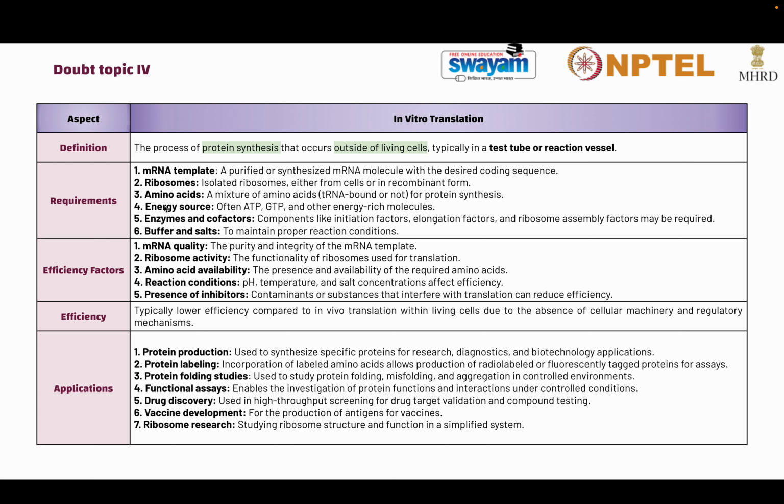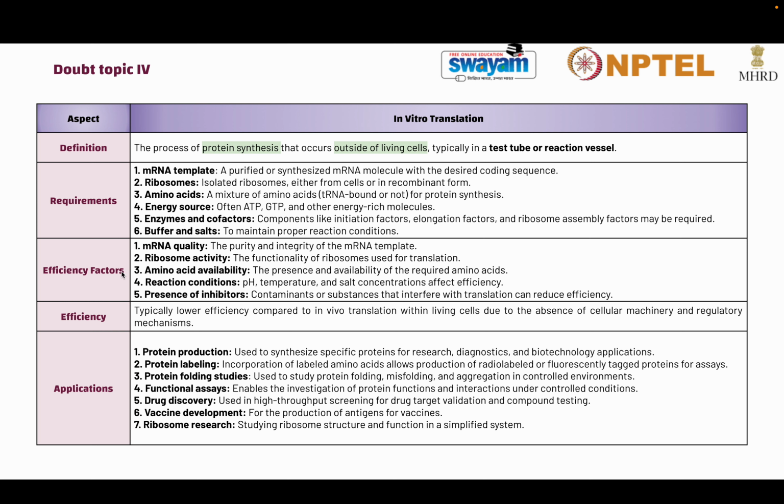For this, we require similar things as we require in vivo, such as you require mRNA template, you also require ribosomes, you require amino acids, which are attached to the tRNA. Then you require an energy source because it is an energy consuming process, such as ATP and GTP. You require enzymes which will catalyze these reactions. You require buffers and salts to maintain proper reaction conditions which are maintained in vivo. The cell maintains it by itself, but in external cases, you require the buffers and salts to replicate the same conditions as the cellular conditions.